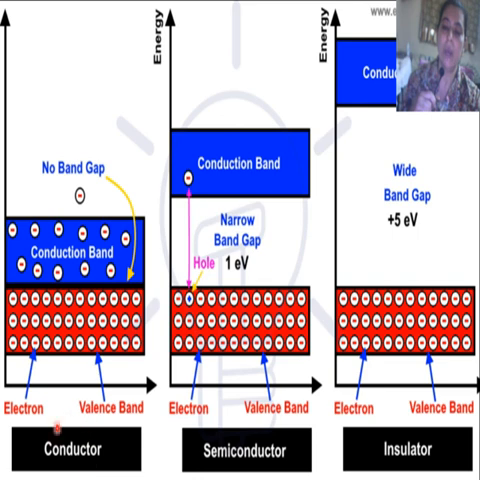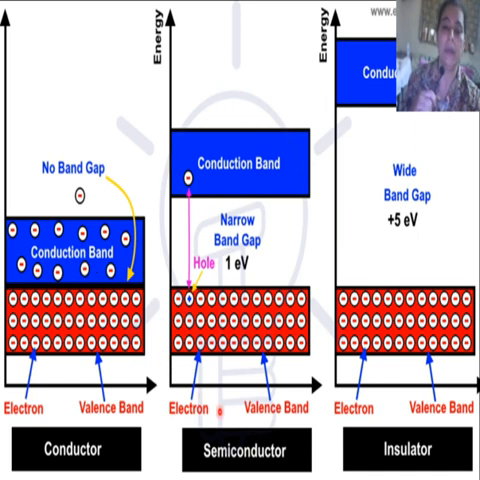Now we are talking about the conductor. In the conductor, the valence band and conduction band are overlapped and there is no band gap, and that's why electrons can easily move from the valence band to the conduction band at normal temperature. That's why they are good conductors, and their conductivity is very high at normal temperature.